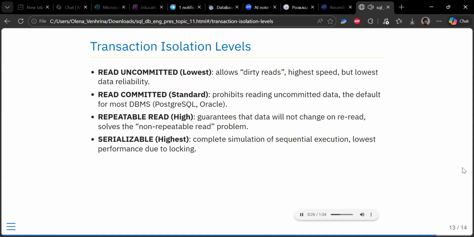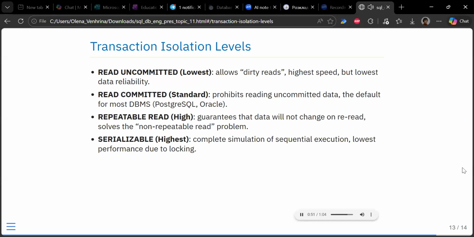Read committed, the golden mean. You only see what has been definitely committed. This is the default mode for giants like PostgreSQL and Oracle. It protects against dirty reads. Repeatable read, increased strictness. If you read data once, the system guarantees that it will not change until the end of your transaction, no matter what other users do.